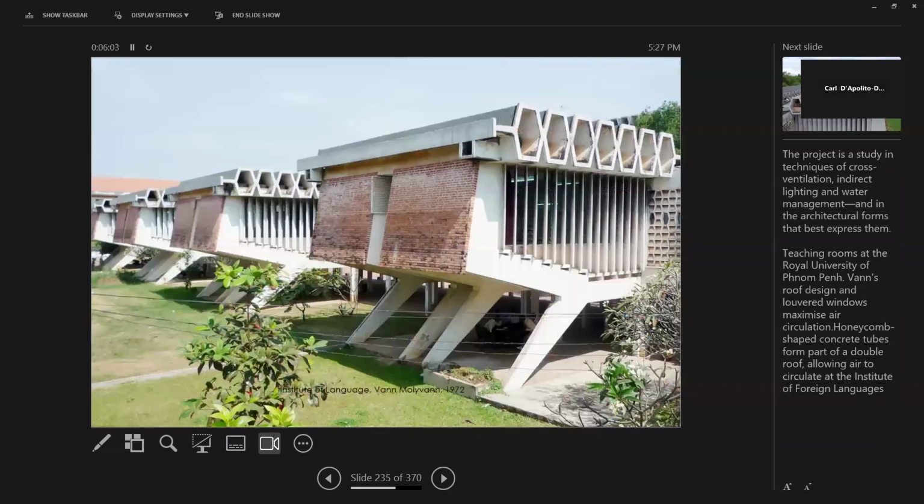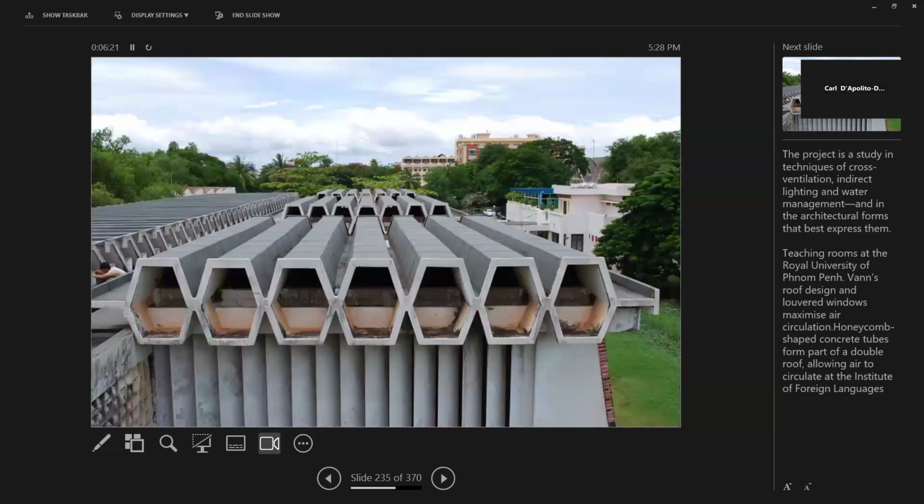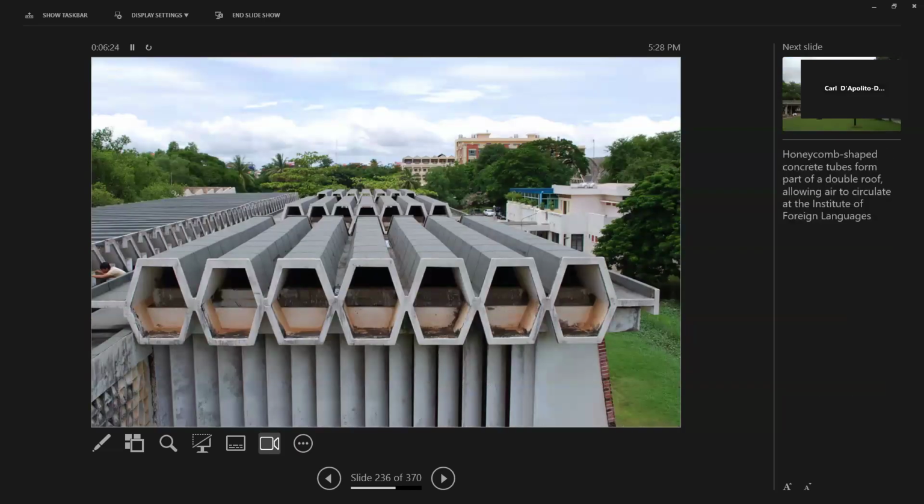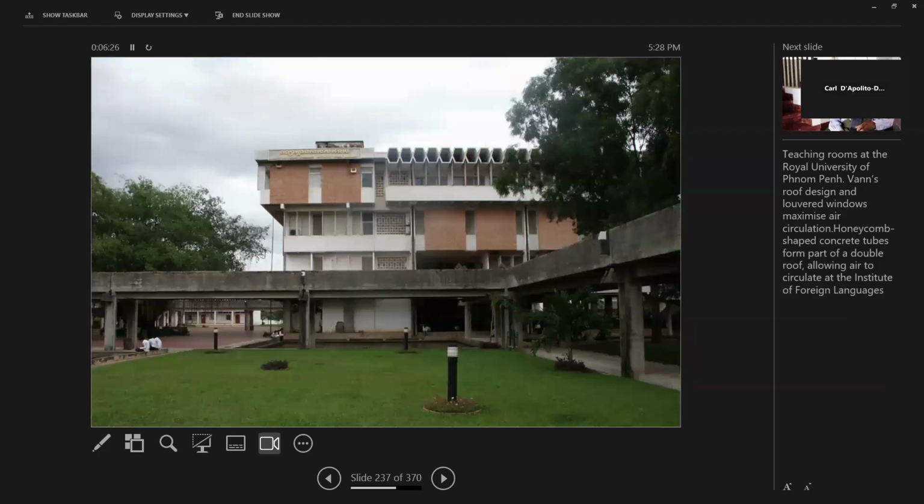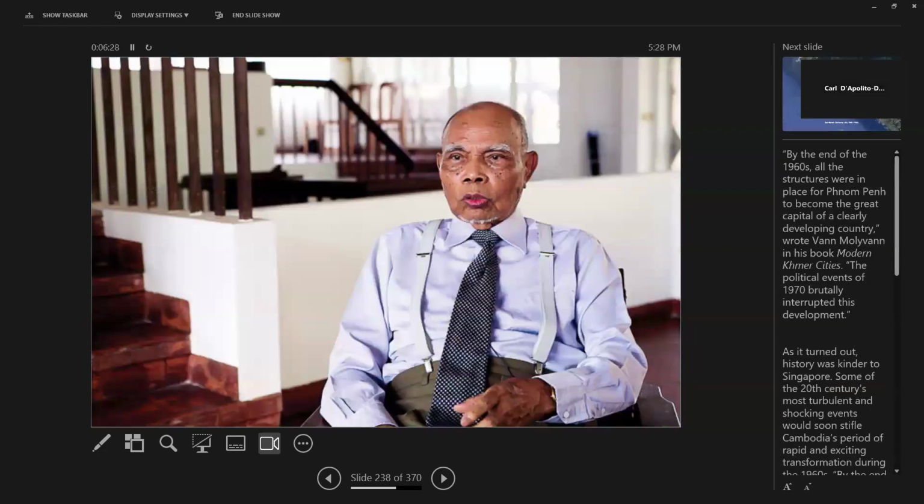The Institute of Language. There's a double layered ceiling here. Wind blows through here, and air can get pulled out by virtue of this thick tubular ceiling. And also it's another lifted up project. And it's very sad because he had to leave.